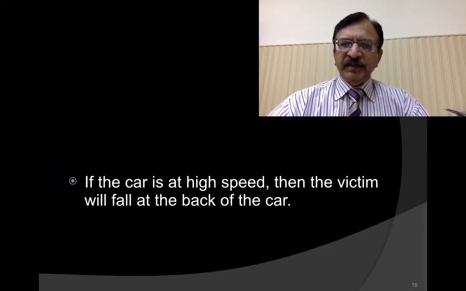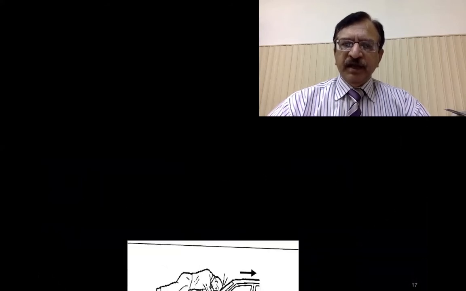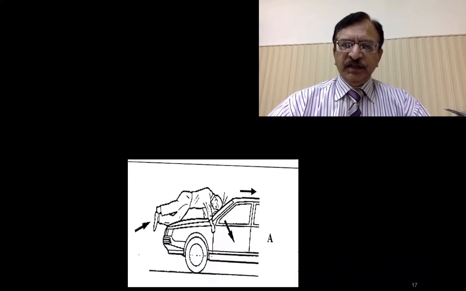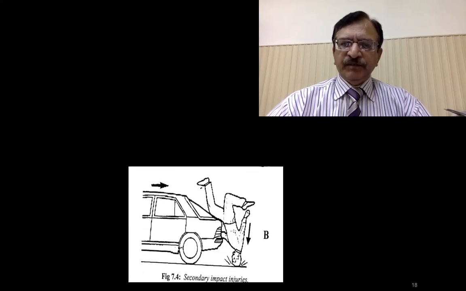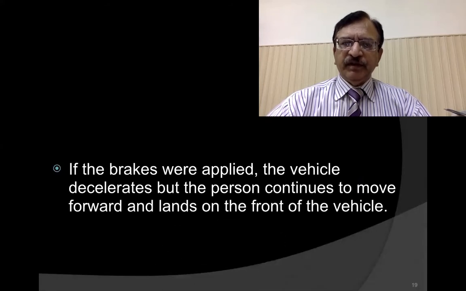If the car is at high speed, the victim may fall at the back of the car. In the second impact injuries, the head strikes the windscreen, the movement continues, and the person may fall at the back of the car. If the brakes were applied, the vehicle will decelerate and the person will continue to move forward and will be thrown in front of the vehicle.